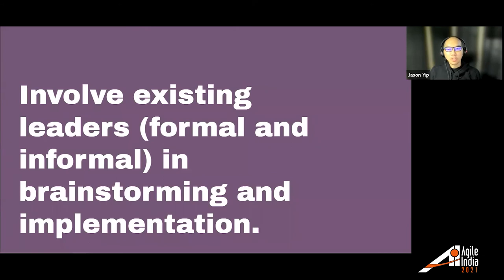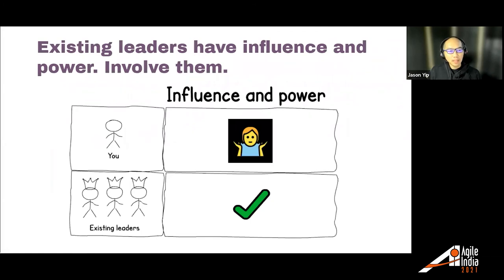The next principle is around involving existing leaders, formal and informal, for brainstorming and implementation. Why would you want to do that? It is because existing leaders have influence and power. The reason they are an existing leader, and I've said both formal and informal, because you could have people that are just influential but don't necessarily have a title, is that they have already worked out how to acquire influence and power. It doesn't matter how, they just have it.